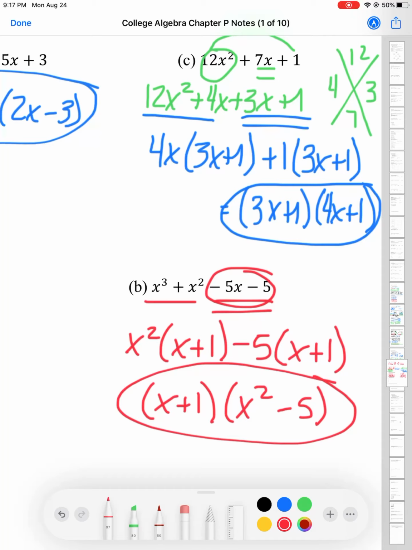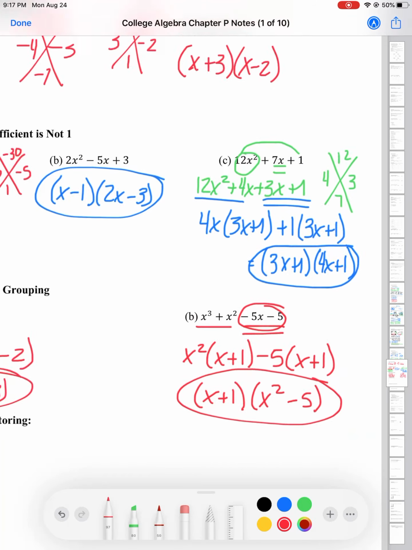And remember, you can always multiply your factored answers in order to check to see if you were spot on.